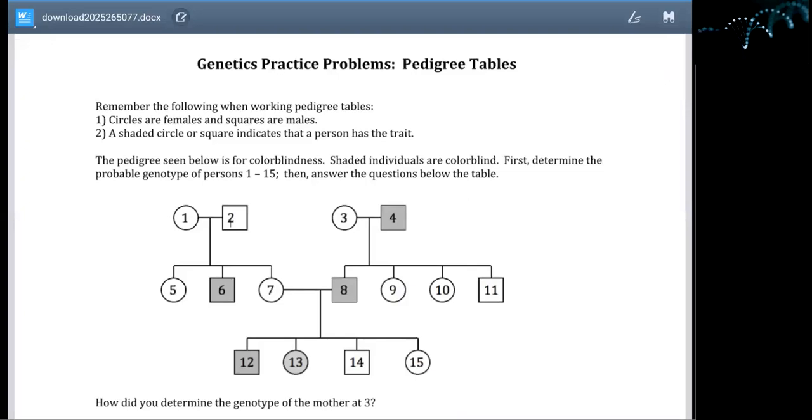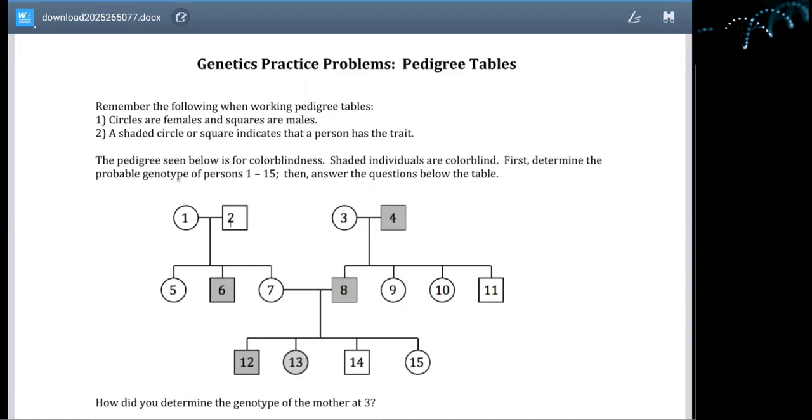Okay, so let's start. The first question is, remember the following when working a pedigree table. So we've gone through this. What you're seeing is called a pedigree. It's talking about a certain trait and how it's been passed down in the family. A shaded circle or square indicates that a person has the trait. Now we've already gone through this. That square is the male and circle is the female, and whoever is shaded has the trait.